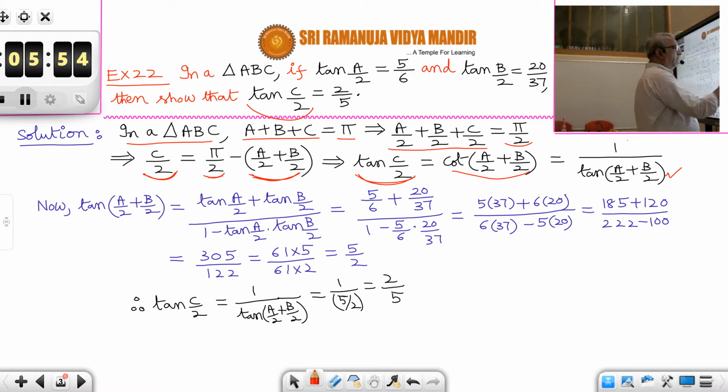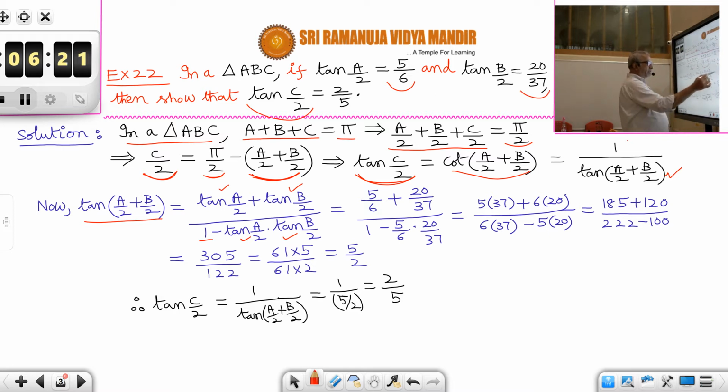So to find tan C by 2, first we have to calculate tan of A by 2 plus B by 2, sorry. Tan of A by 2 plus B by 2. What is the formula for tan A plus B? Tan A plus tan B by 1 minus tan A tan B. So tan A by 2 plus tan B by 2 by 1 minus tan A by 2 into tan B by 2. So tan A by 2, tan B by 2 values are given. Tan A by 2 is 5 by 6 and tan B by 2 is 20 by 37.